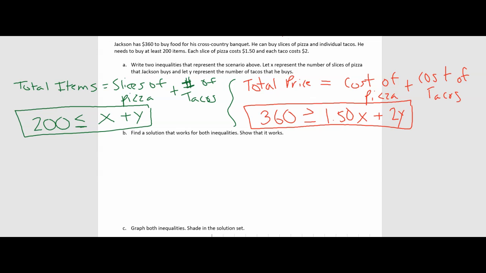Part B says find a solution that works for both inequalities. Show that it works. So they're not saying you have to go through any formal process here. You can just kind of do a guess and check if you want. But try to come up with a number for x and y that works for the green and the red inequality. And I'll give you time, so pause the video and try to work through that.